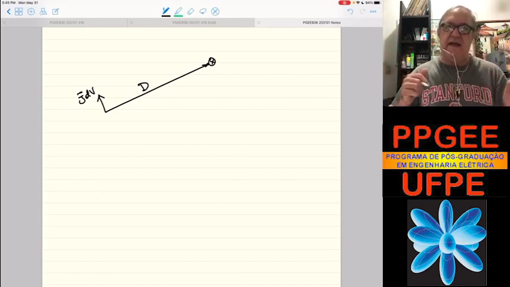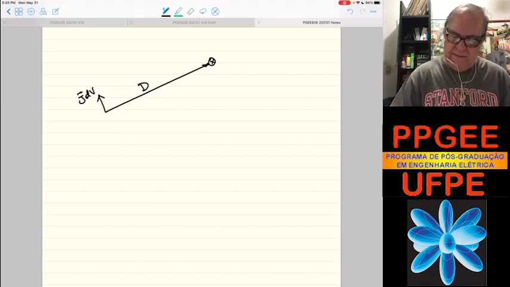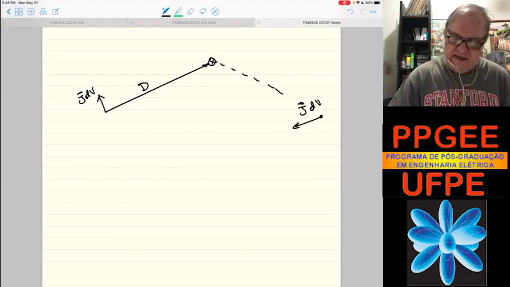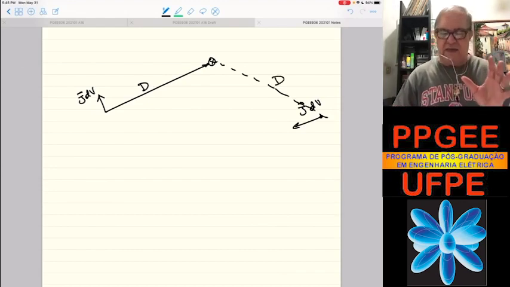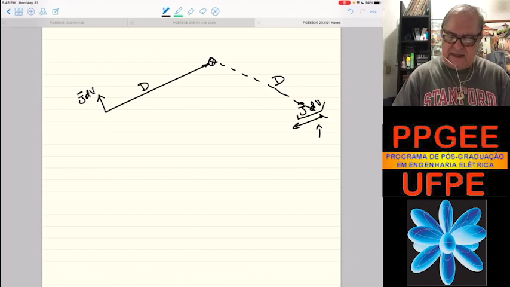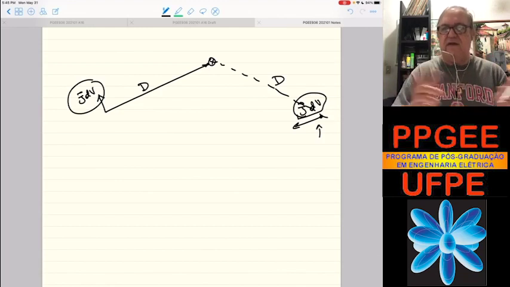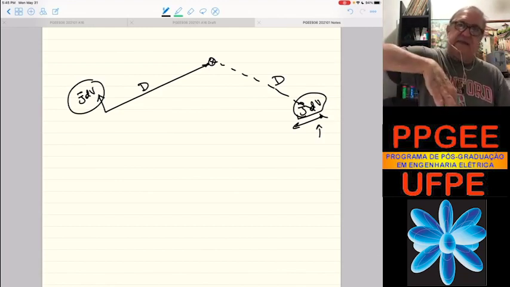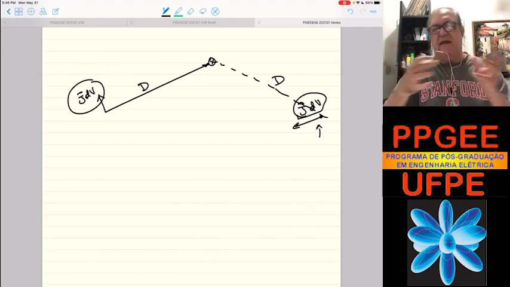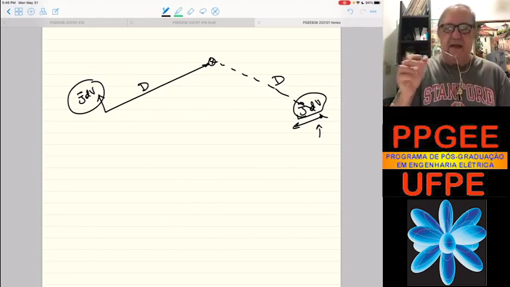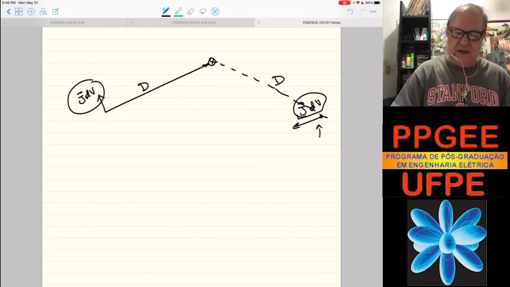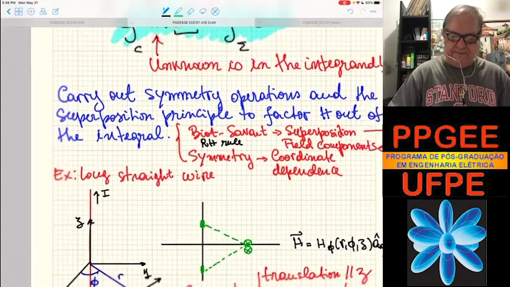So equally spaced elements at a given point. If I have another element here that is a J dV like that, and the distance is the same, at least the magnitude of the contribution of this element is going to be the same. The only difference is the direction. This would give a direction like this, right? So in 3D space, we have to calculate that, to know where the direction of the field of each element is going to point, okay?